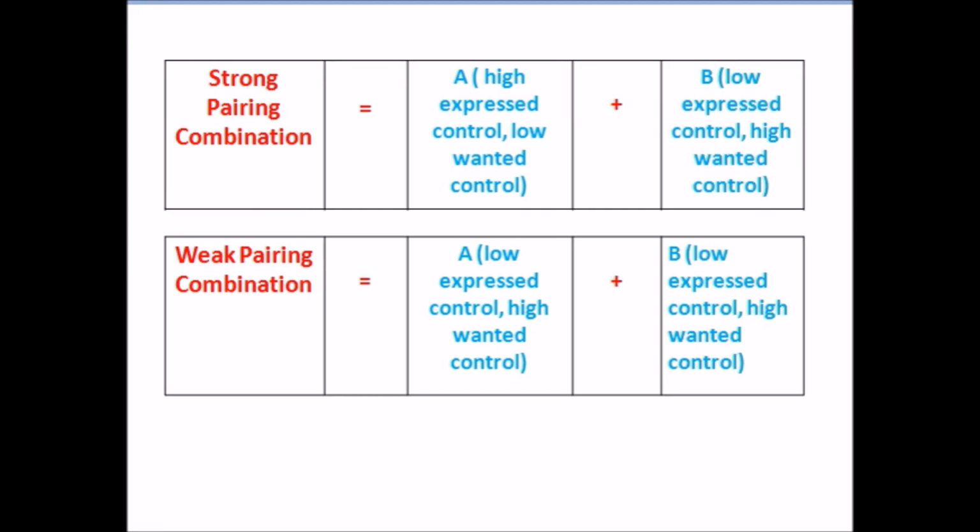An example of a weak pairing combination is when two people are interacting and person A has low expressed control and high wanted control, while person B has low expressed control and high wanted control. So it's basically the same. In this contrasting example, neither individual would want to take the leadership in the group. Both individuals would be left without someone to create instructions and directions for the group. Conflicts may be avoided, but efficiency and progress could be greatly hampered without clear leadership.